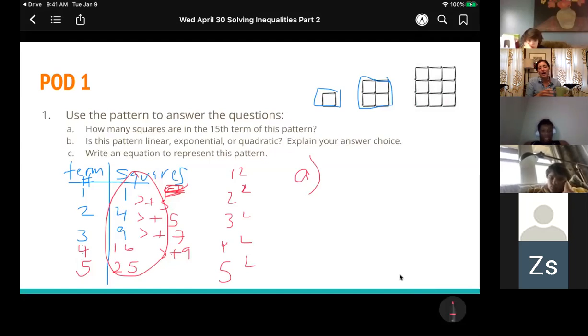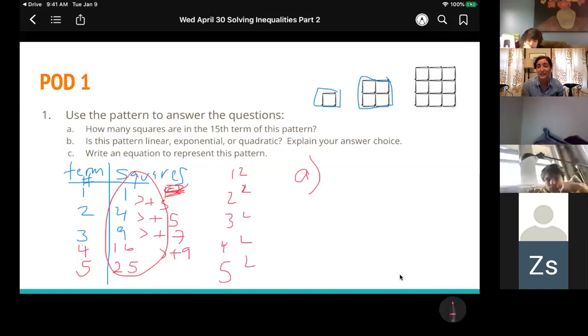How about you, Xavier? What do you think? For the 15th term, what would I need to do to figure it out? Well, you would add 2 each time. Yeah. 15th term would be 225. Hey, Joe. Sorry.